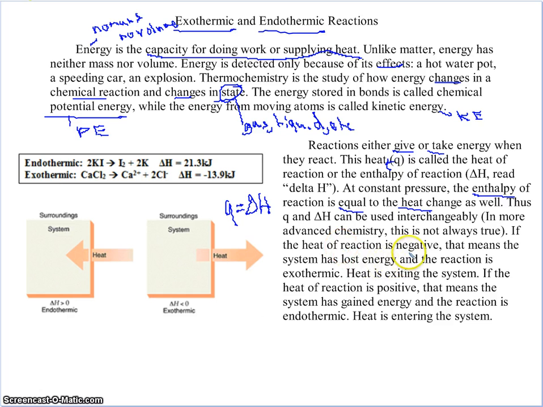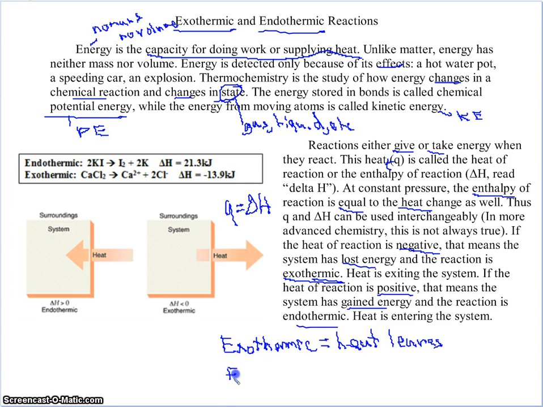If the heat of reaction is negative, that means the system has lost energy and the reaction is exothermic. Heat is exiting the system. So exothermic means heat leaves. If the heat of reaction is positive, that means the system has gained energy and the reaction is endothermic.